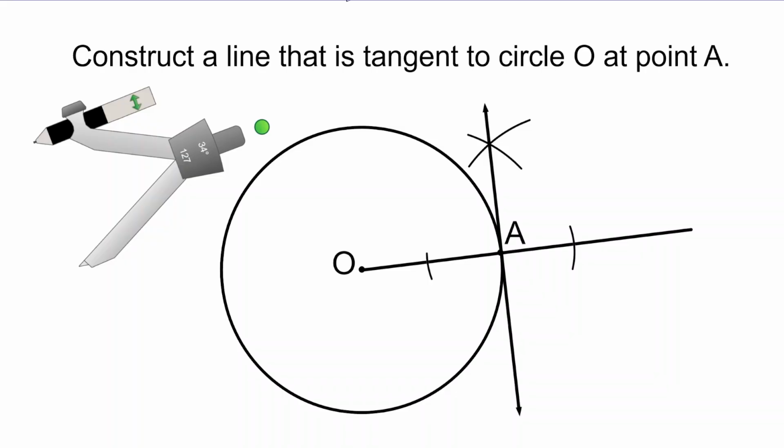And the conclusion we could draw is that we have a 90-degree angle over here at point A, because the radius connects to the tangent line at the point of tangency and forms a 90-degree angle.